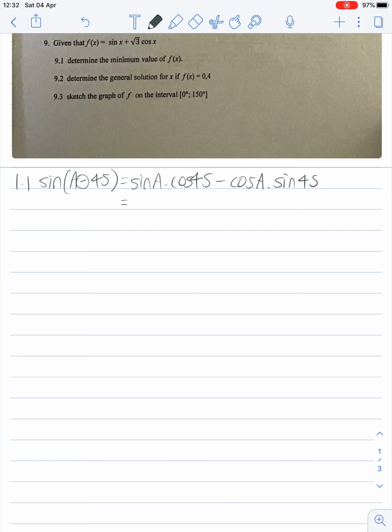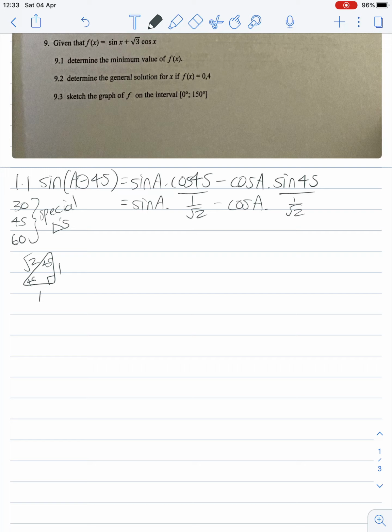Whenever I see the numbers 30, 45, or 60, you should know that those are what? Those are your special angles, or special triangles rather. So when you've got a 45, you should know that that's 45, 45, 90, 1, 1, and root 2. So that guy there and that guy there can be replaced with their special angles. So cos is adjacent over hypotenuse, so you've got 1 over root 2. Nothing I can do with cos A, so that's just going to stay. Sin 45 is also going to be 1 over root 2.